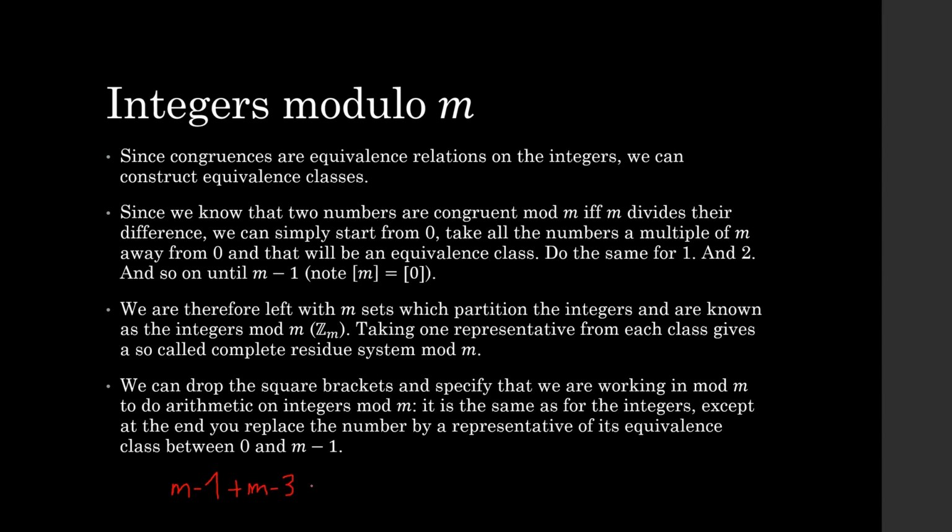that's going to be 2m minus 4. However, note that 2m minus 4, if I consider the number m minus 4, then 2m minus 4 minus m minus 4 is just going to be m. And so m divides m, right? Which means these two guys are congruent mod m, and that means they're in the same equivalence class. So at the end of this operation, I'd reduce down to m minus 4, and that will be the answer of m minus 1 plus m minus 3. That would be m minus 4. And that's true in the integers mod m.